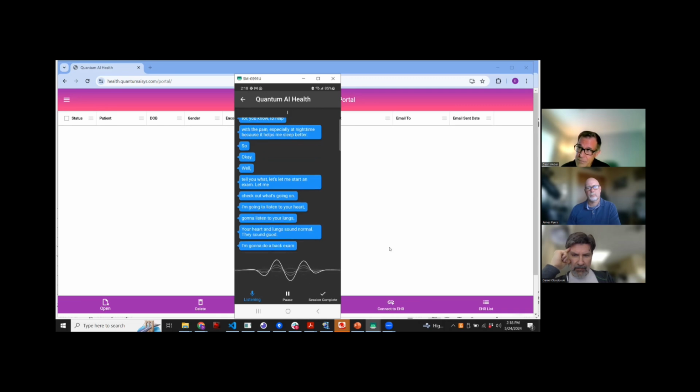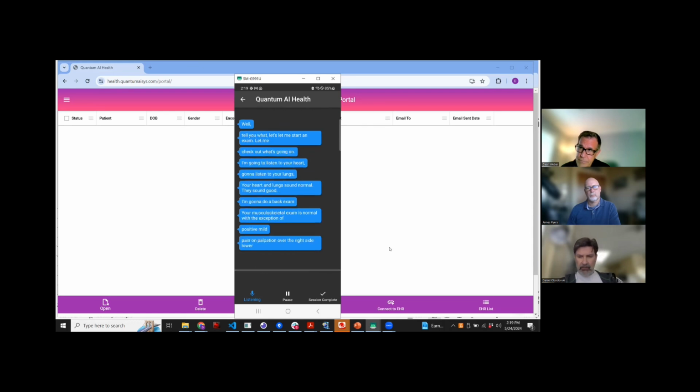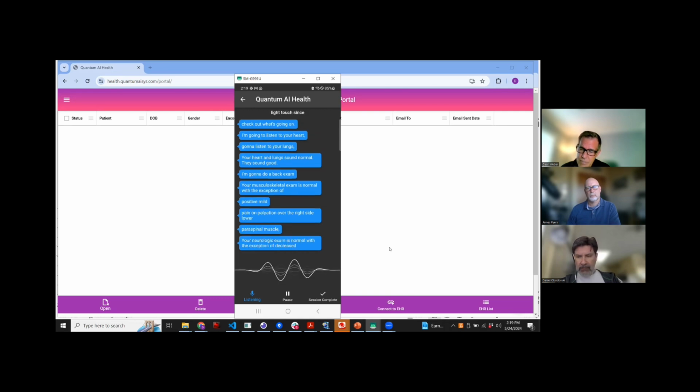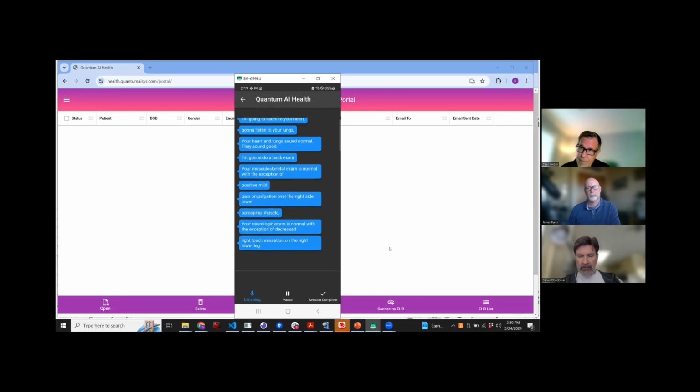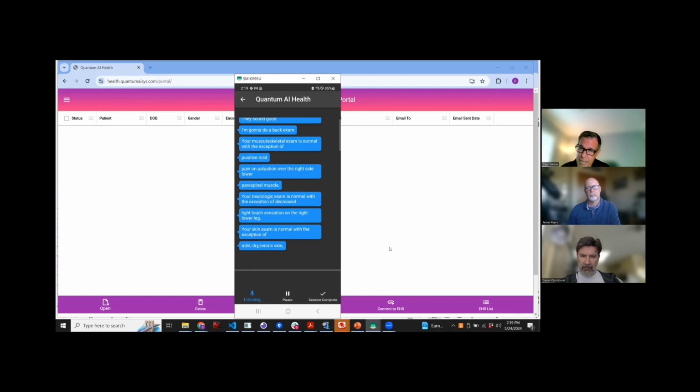Your musculoskeletal exam is normal with the exception of positive mild pain on palpation over the right side lower paraspinal muscle. Your neurologic exam is normal with the exception of decreased light touch sensation on the right lower leg. Your skin exam is normal with the exception of mild, dry, xerotic skin in the lower back bilaterally.